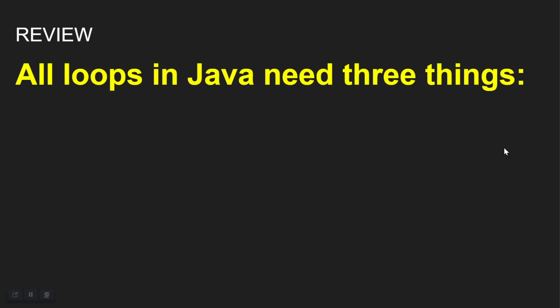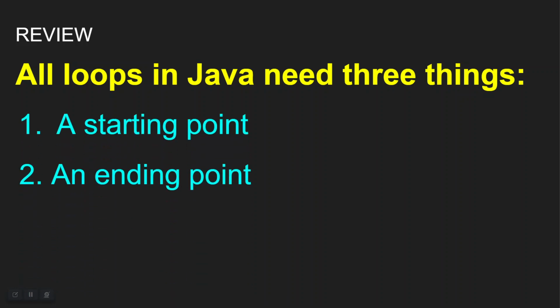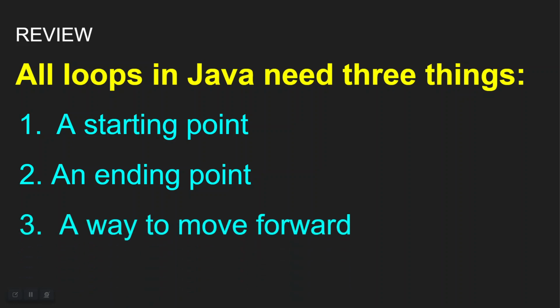So we'll just do a quick review. All loops in Java need what three things? Go ahead and pause the video and see if you can remember what those three things are. I'm assuming you paused that video. Let's remember what they are. First off, they need to have a starting point. They need to have an ending point. And of course, they need a way to move forward. So those are the three things that all loops in Java need.